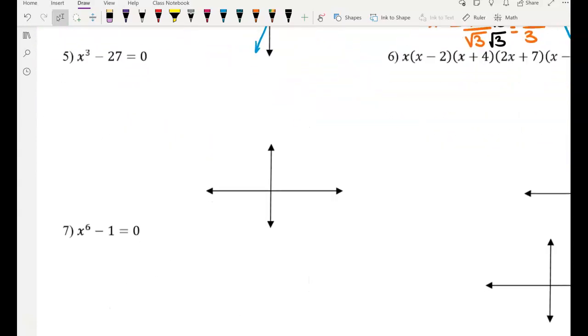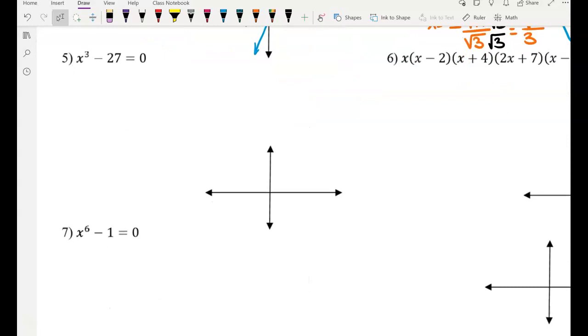Okay, let's do this one. x to the third minus 27 equals 0. Solve. What's the degree? That's going to determine how many answers we're going to have. Three, yep. So we are expecting three answers, guys.